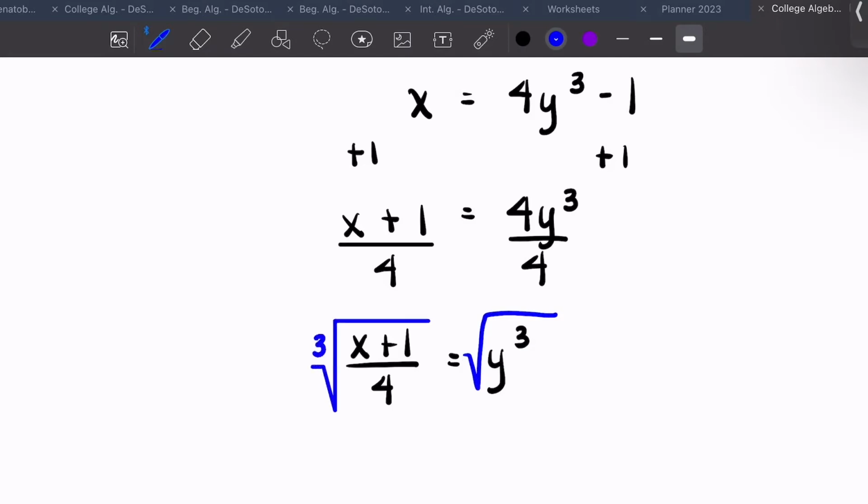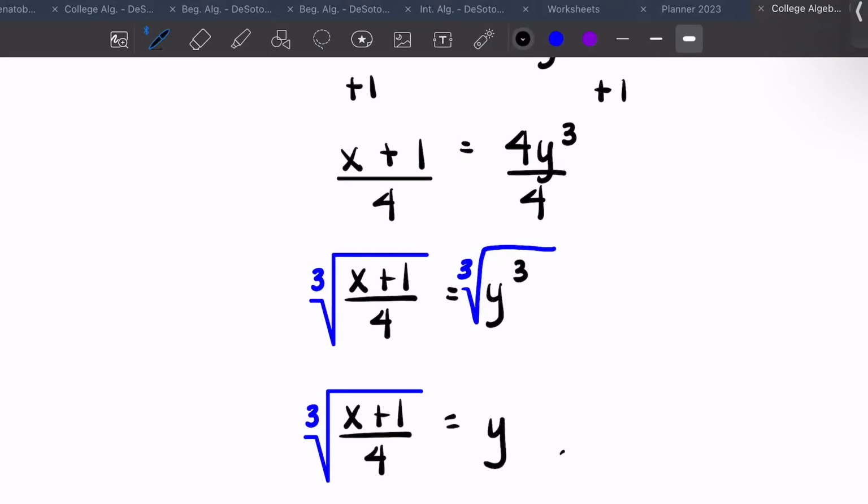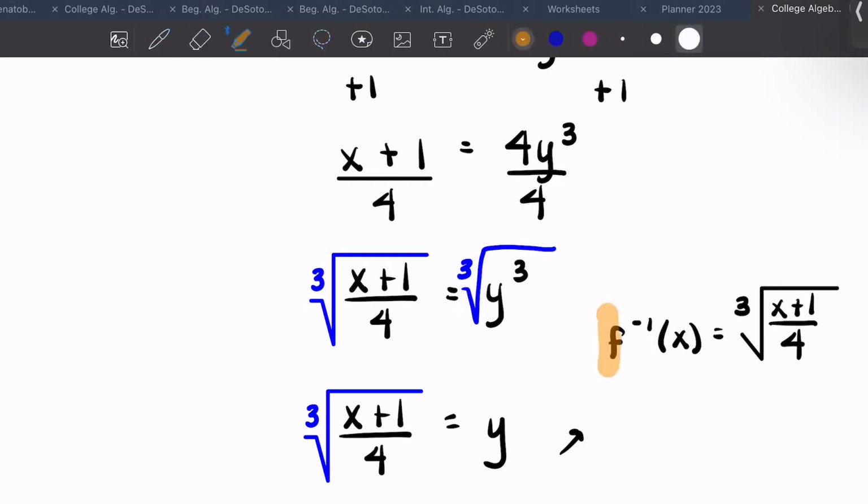That one worked. The cubed root of both sides, that undoes our power that we're taking, right? So we have this left on the left side. The cubed root of x plus 1 over 4 equals y. Our last step is to replace y with our inverse. And so we get the cubed root of x plus 1 over 4. That's our answer.